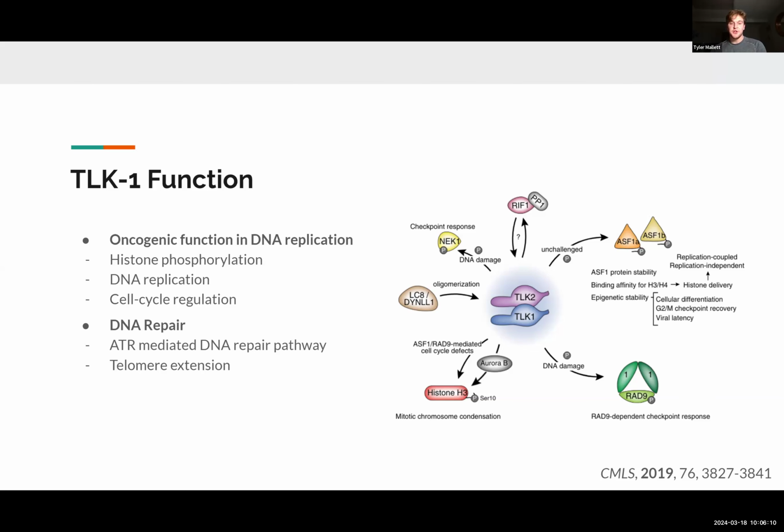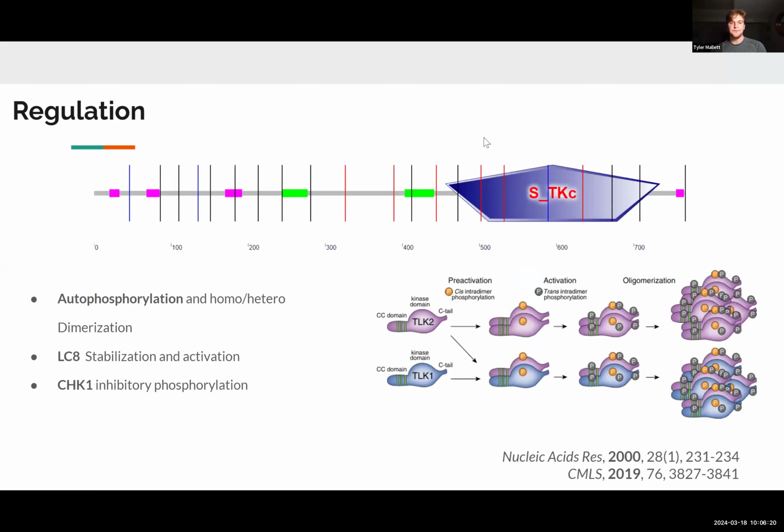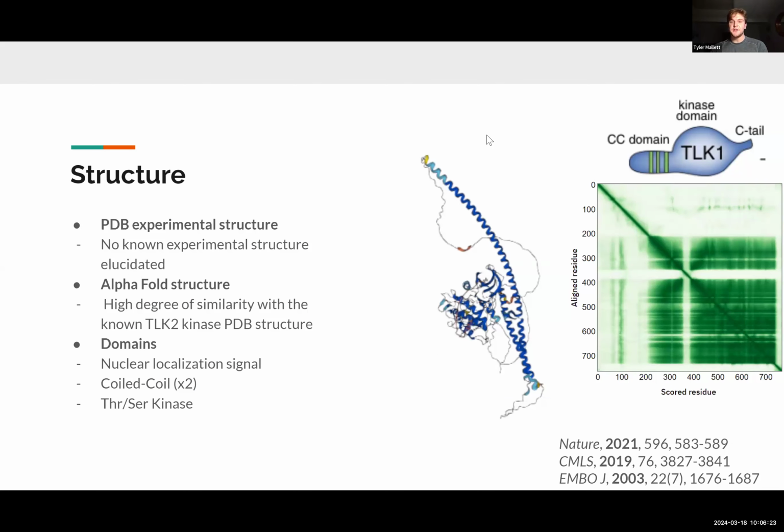When active, it has been shown to be involved in the phosphorylation of histones, interaction with cell cycle checkpoints, downstream stabilization of microtubule assemblies, DNA repair, as well as telomere extension. As of this presentation, unfortunately, there are no known experimental structures elucidated for this protein, though the AlphaFold structure does exhibit a high degree of confidence in its various domains. Its kinase domain is very similar to that found on TLK2, which does have an experimental structure, and the two kinases share a 96% identity within this domain, with 84% overall conservation between the two.